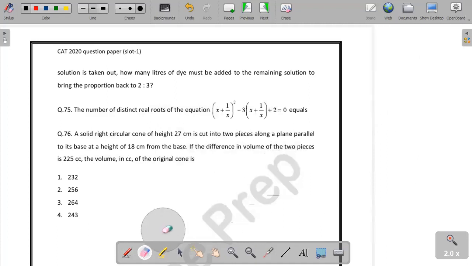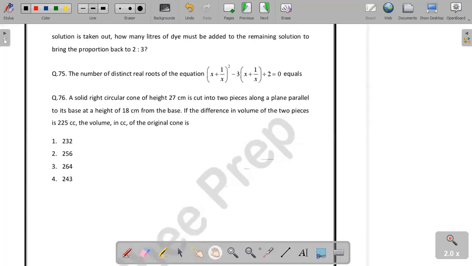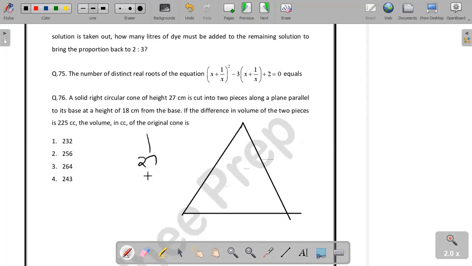A solid right circular cone of height 27 centimeters is cut into two pieces along a plane parallel to the base. Okay, so there is a cone. This is the shape of the cone in the CAT. Just like the 2D triangle is the 3D cone. So the height is 27, cut into two pieces along a plane parallel. So this is cut like this. A cut has been made at a height of 18 centimeters from the base. So this height would be 9 and this height would be 18.